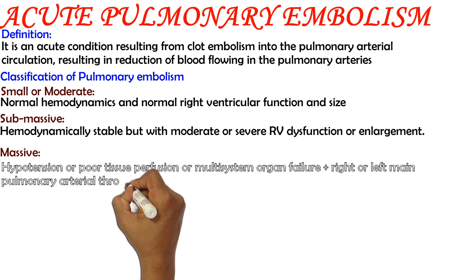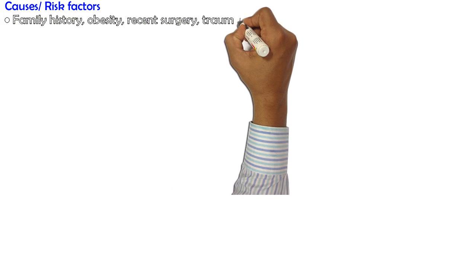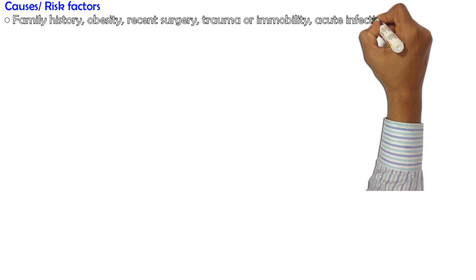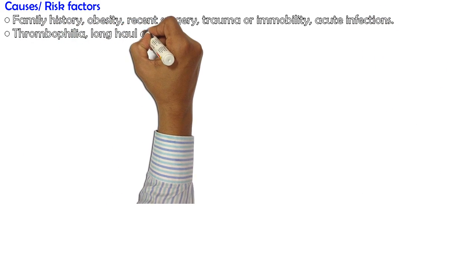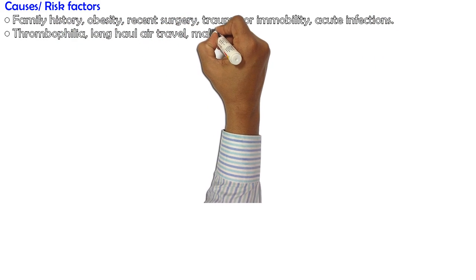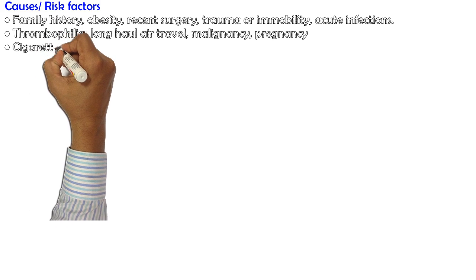So what are the risk factors for one to get an acute pulmonary embolism? Of importance, there is positive familial history. Then you can have obesity, recent surgeries, especially orthopedic surgeries. There is trauma, there is immobility and acute infections. You may have thrombophilia as another important risk factor. You can have malignancies, we can have pregnancy, cigarette smoking, can have also advanced age.